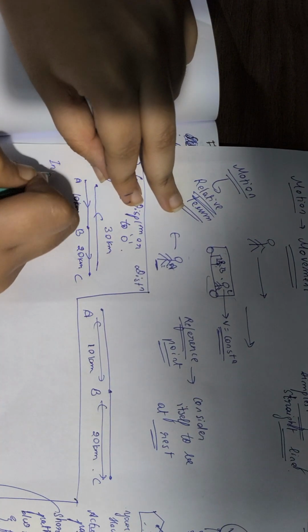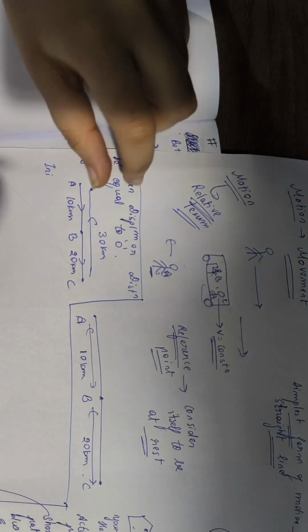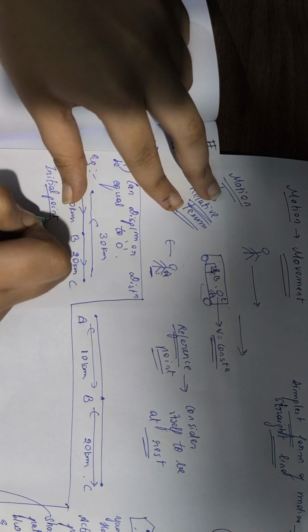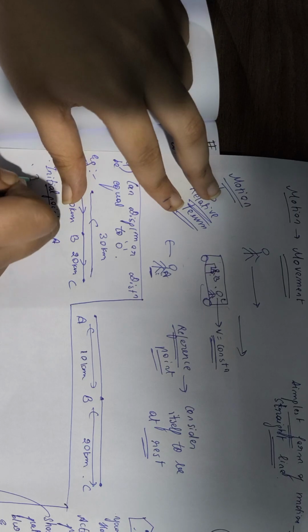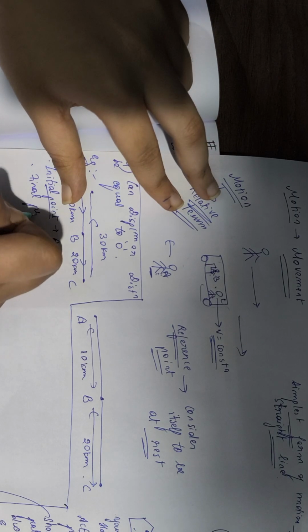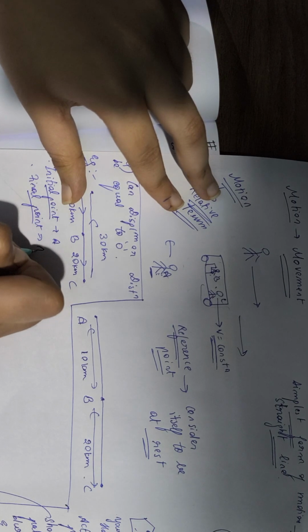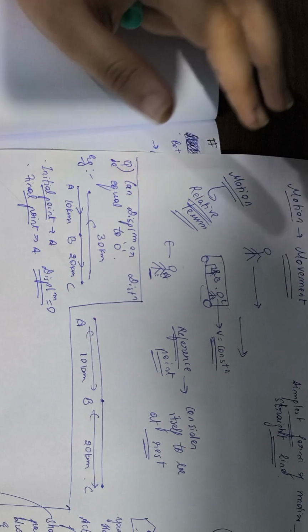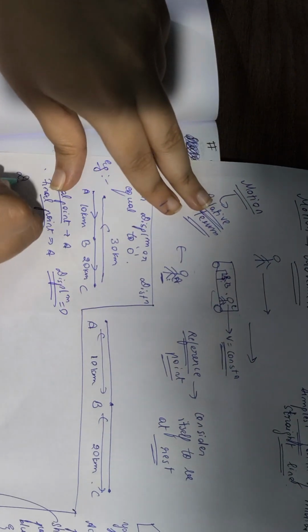What is the initial point? Always for displacement, you need to consider initial and final point. Initial point is what? A. Final point is also A. Then what is the displacement? 0. Getting the point?